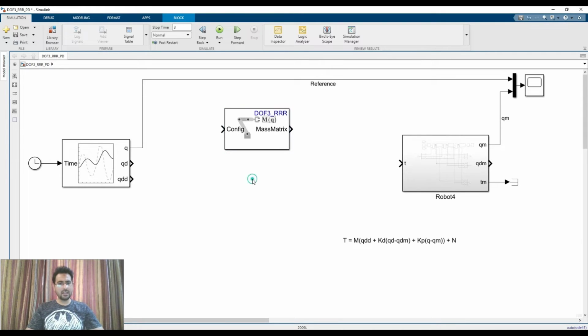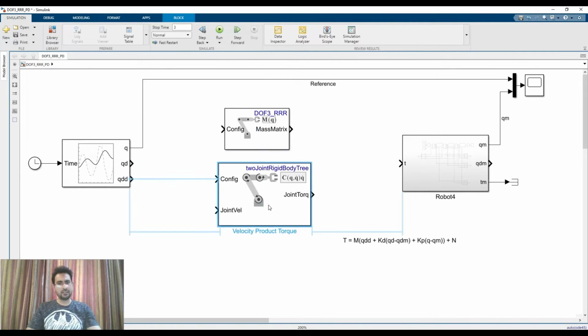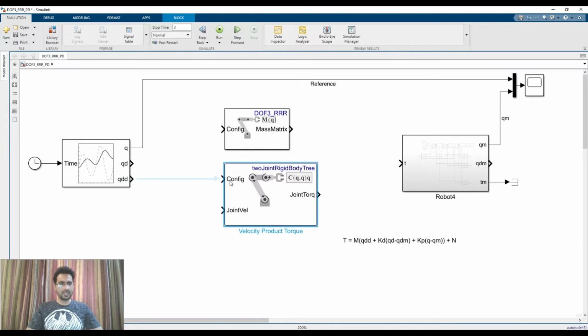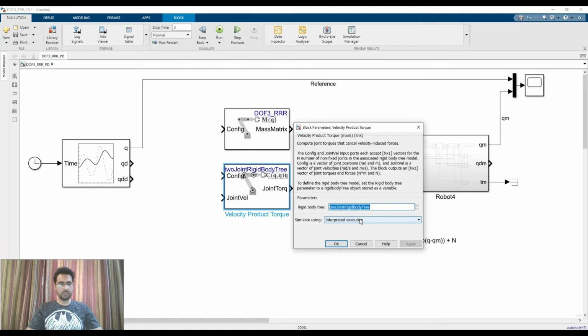Now the second thing I need is a velocity product that will give me the torque required to overcome the Coriolis and centrifugal forces. This block requires the configuration and the joint velocity as well, and it will give me the joint torque needed to overcome the Coriolis forces. So I have the configuration over here, and I have the joint velocities over here as well. I can provide these things over here, and once again I have to tell it what rigid body tree it should use, and I'm going to use the same rigid body tree.